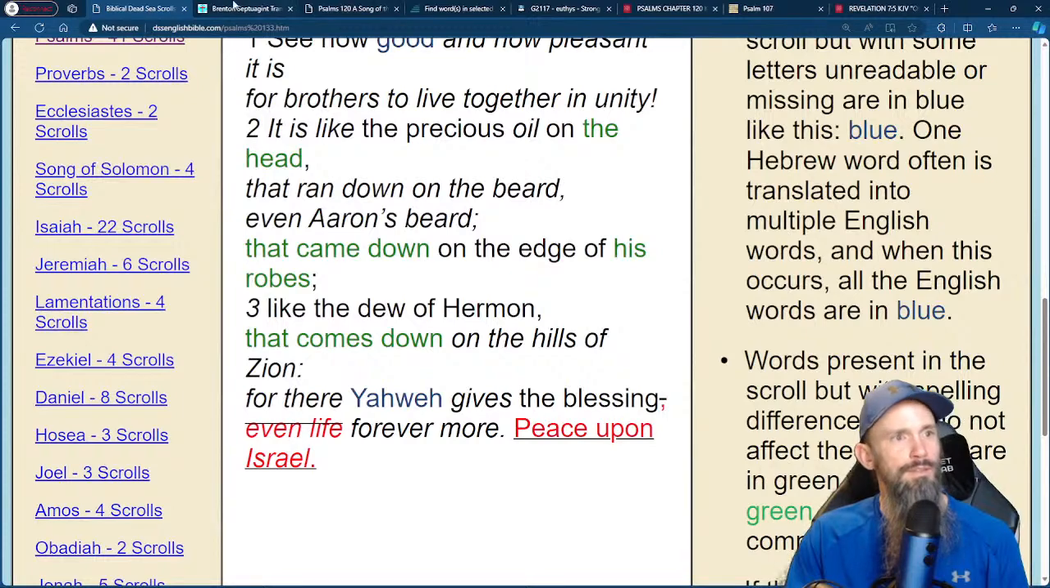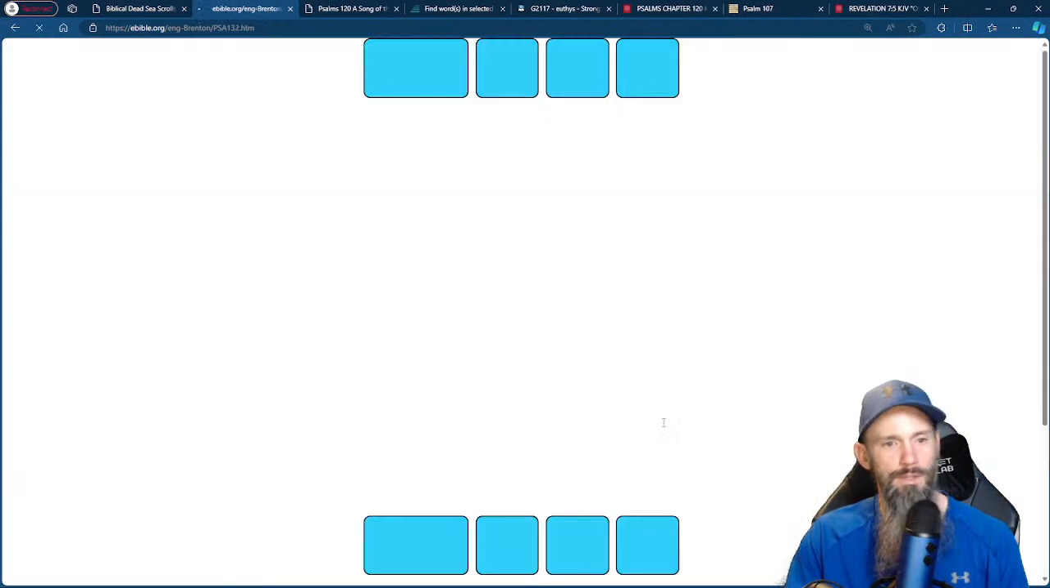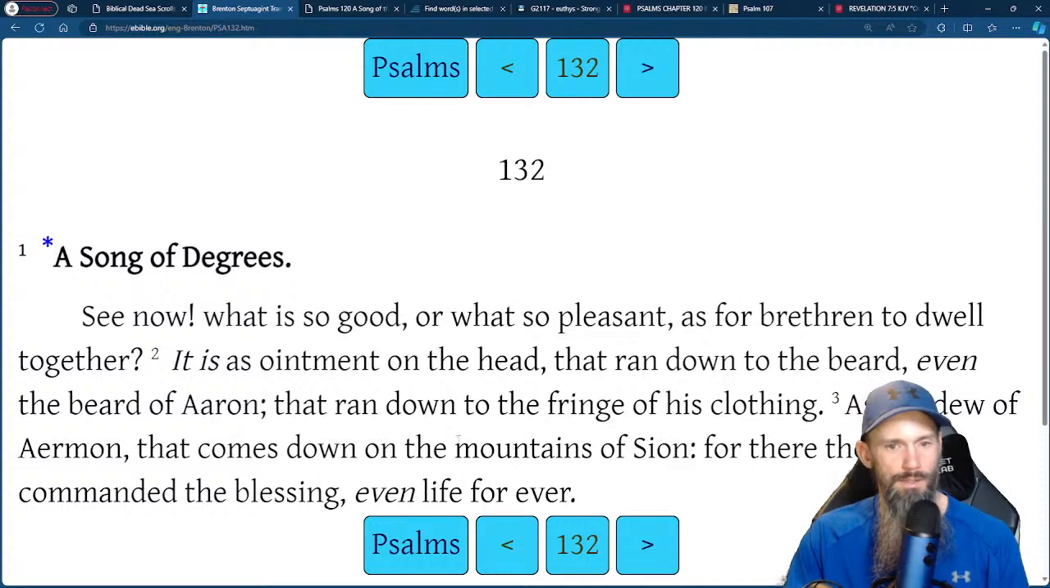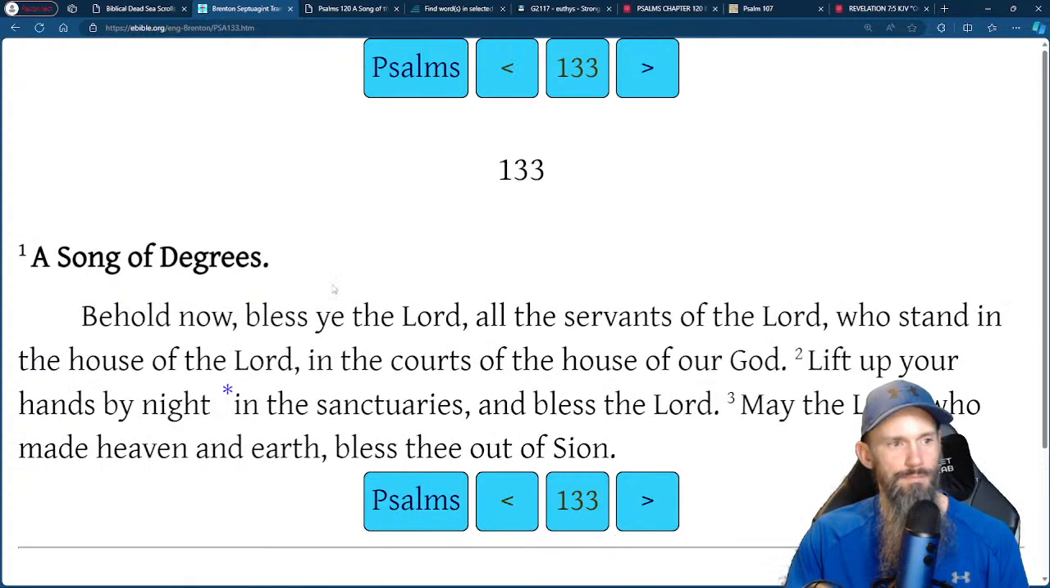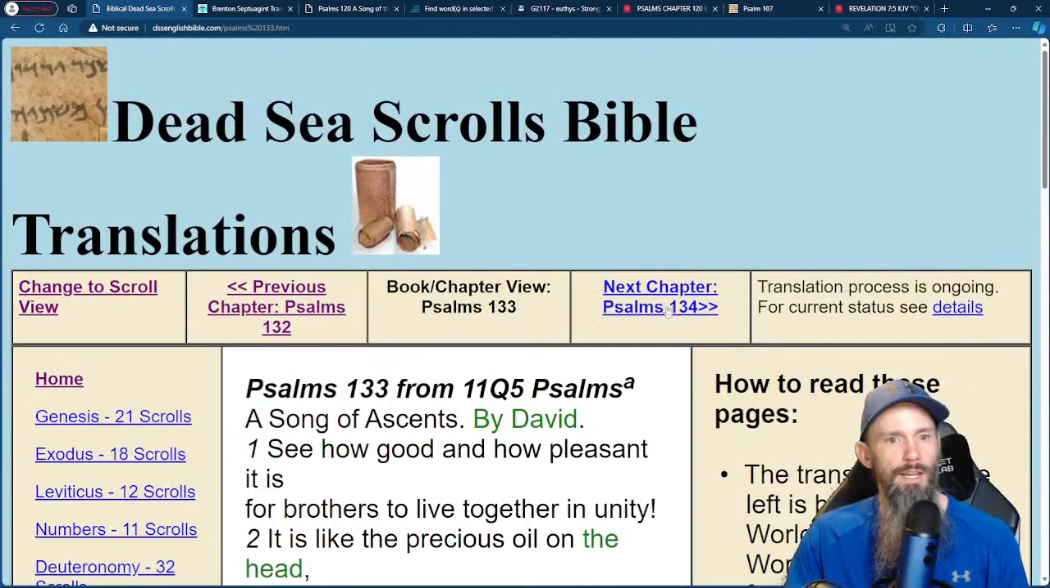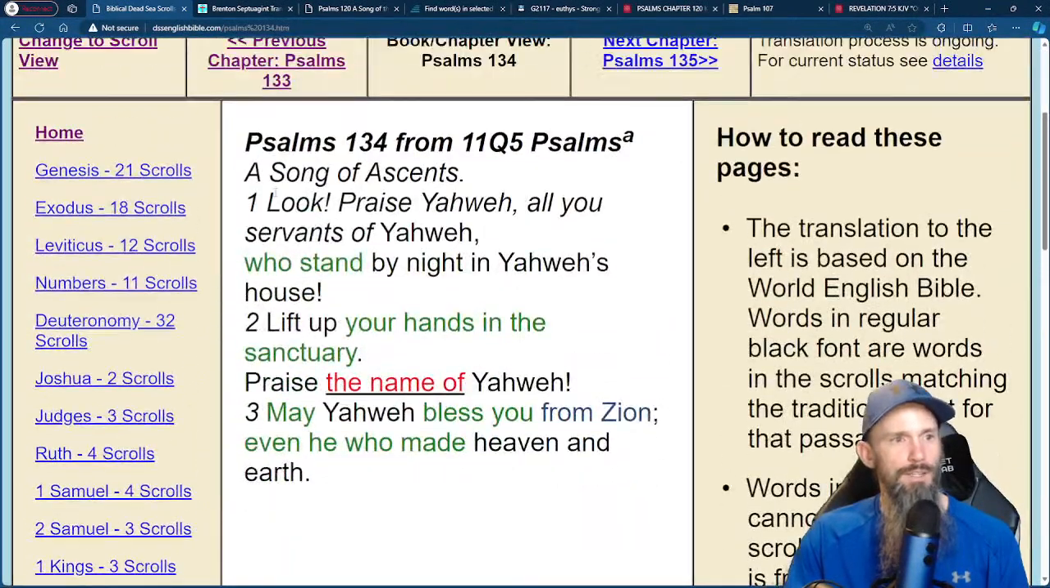Yep, so it'd be the next one. 134. A song of ascents. Look, praise Yahuwah, all you servants of Yahuwah who stand by night in Yahuwah's house.